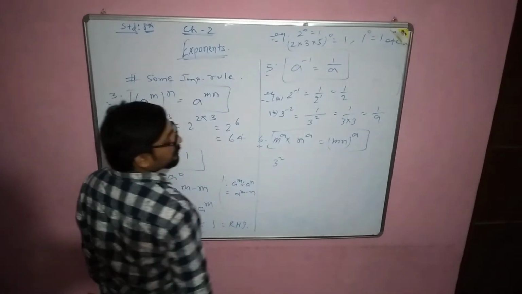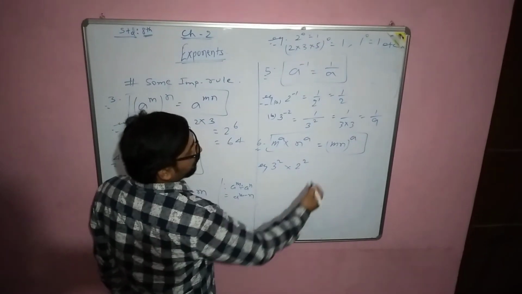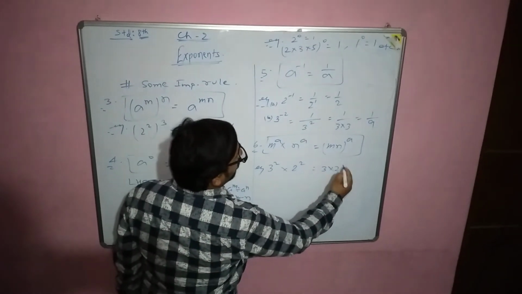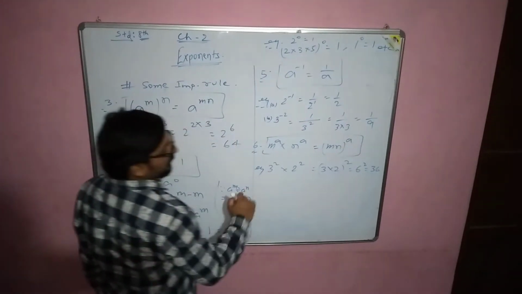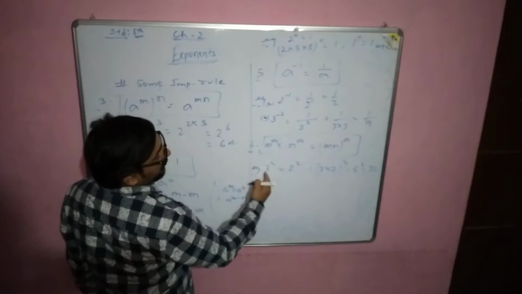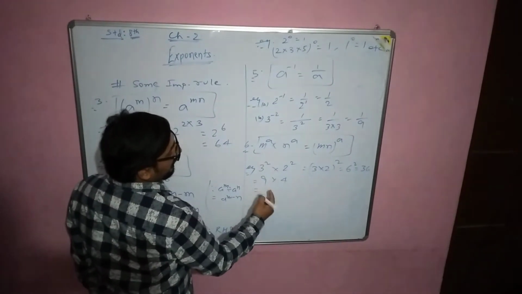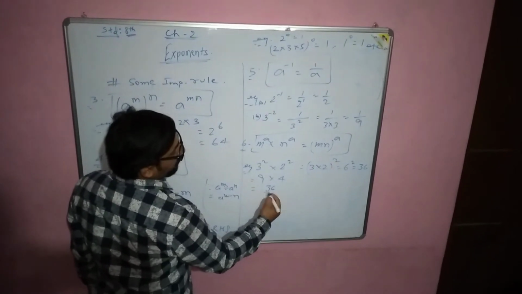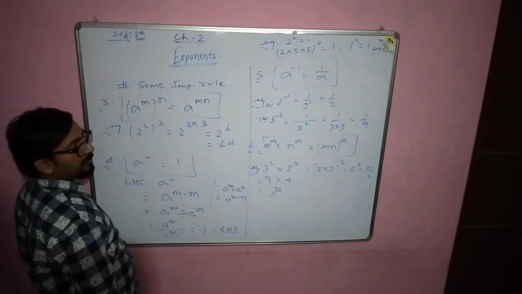Example: 3 raised to the power 2 into 2 raised to the power 2. In this case, 3 into 2 to the power 2, that is 6 to the power 2, equals 36. In the opposite case, 3 to the power 2 means 9, and 2 to the power 2 means 4. So 9 into 4 is 36. Both results are the same. Our rule is verified.